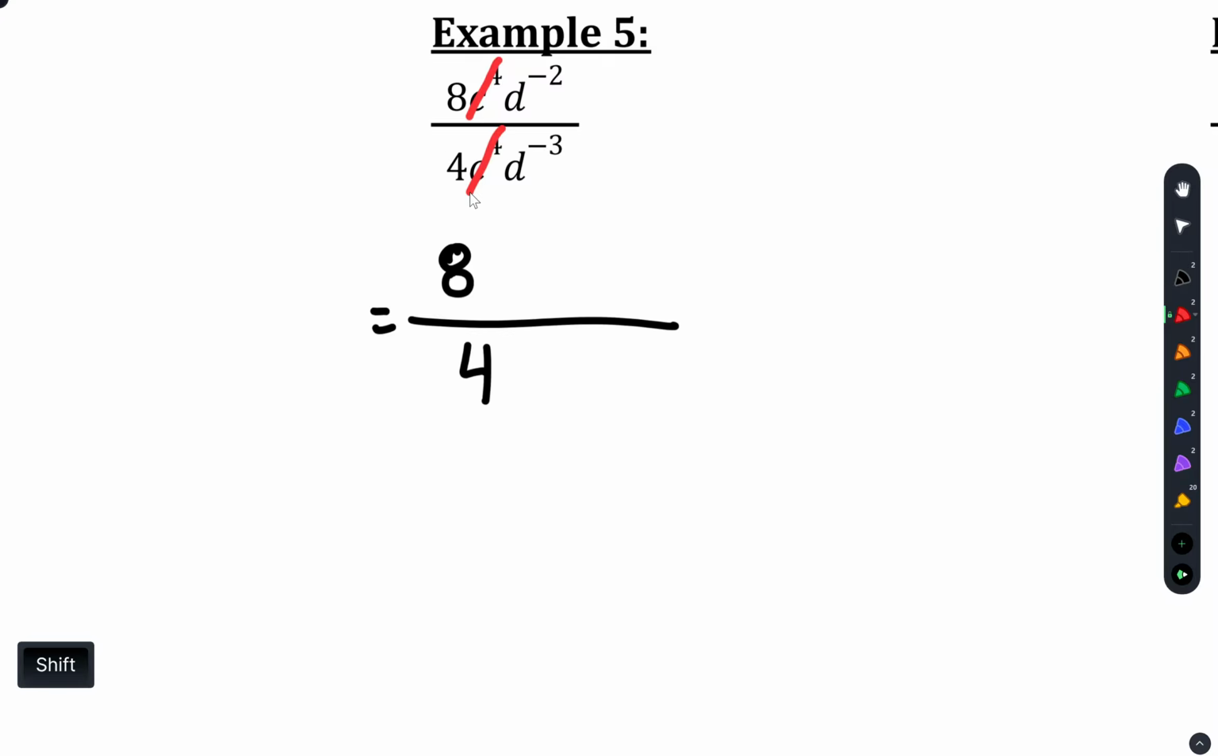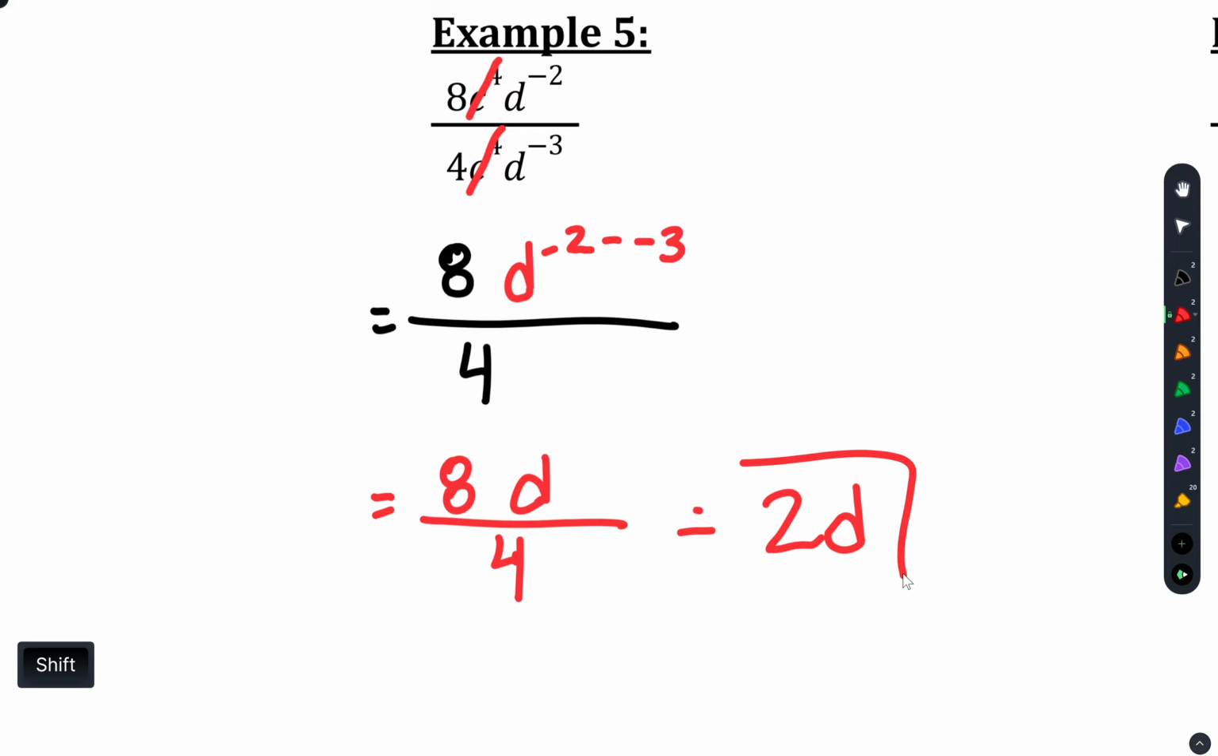Then I have d to the negative 2nd minus negative 3. So negative 2 plus 3 is the same thing as d to the 1st. And then I need to simplify this one more time. 8 over 4 can simplify to what? 2. So we can rewrite this as just 2d. Any questions on that one?